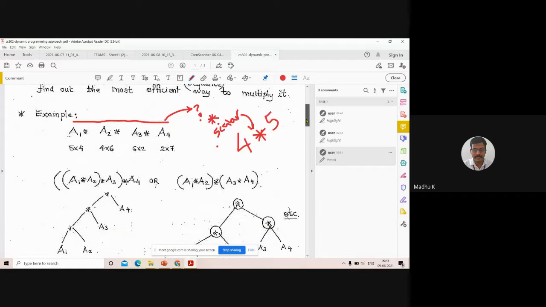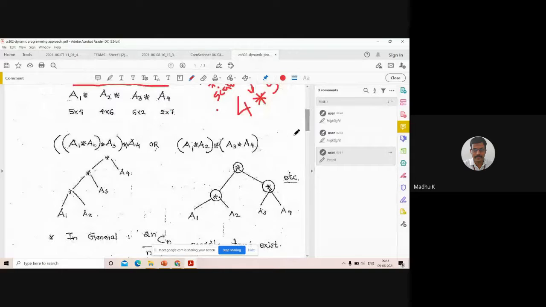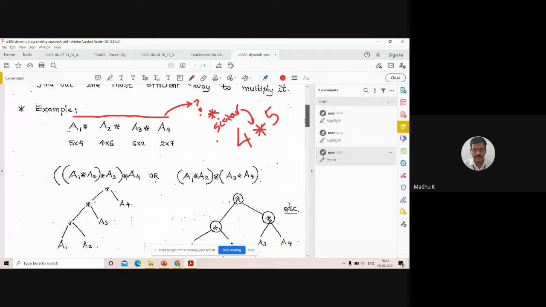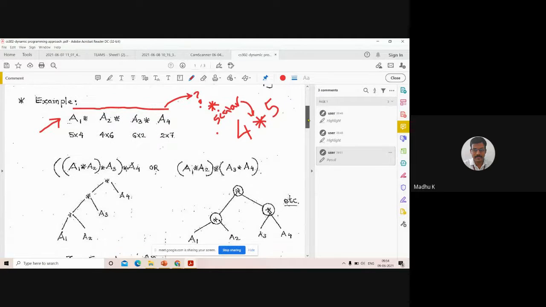Try to understand this concept. Sometimes it will be difficult to understand, so please concentrate on the concepts. So this is our problem now: A1, A2, A3, A4. I want to multiply these matrices with the minimum number of scalar multiplication operations. You can note in how many ways I can perform the multiplication here.